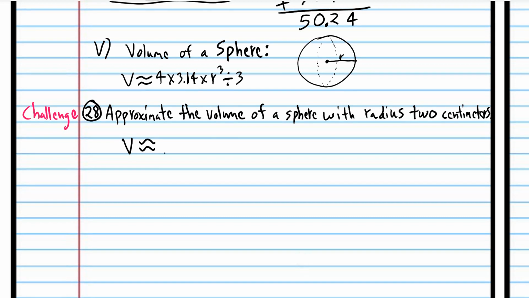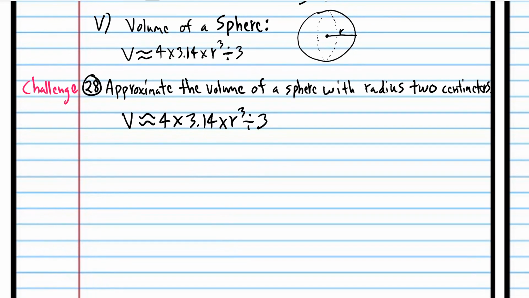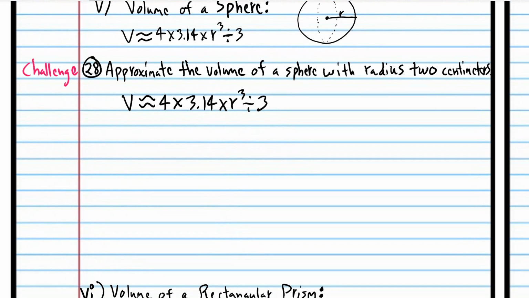All right? Because you're showing the reader what tool you're using to find whatever quantity you're trying to find. So we rewrote the formula. Now we're going to plug in the numbers. In this case, there's actually just one number, the radius. The radius, we're told, is 2 centimeters. So we plug in 2.